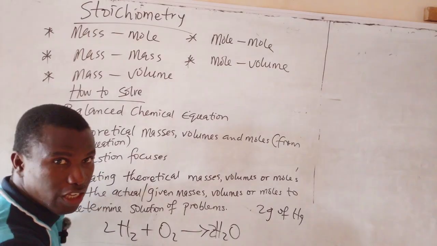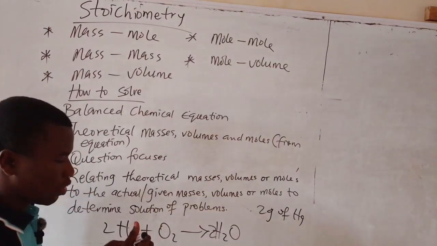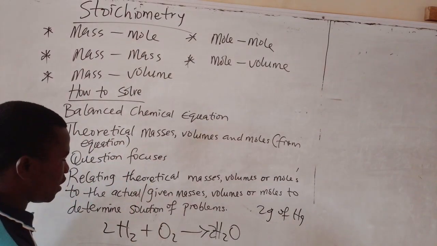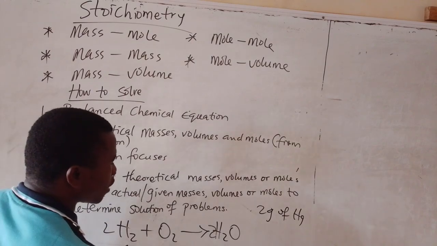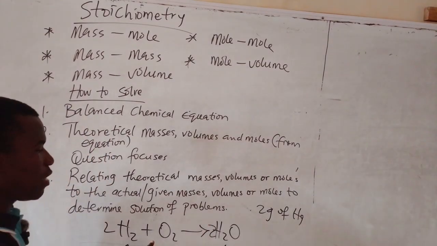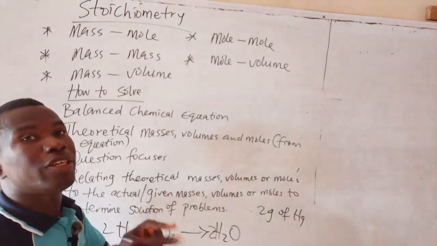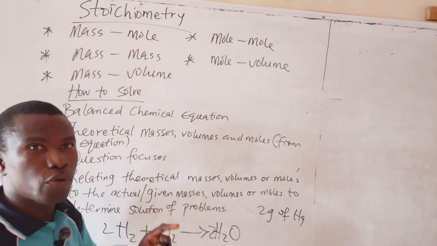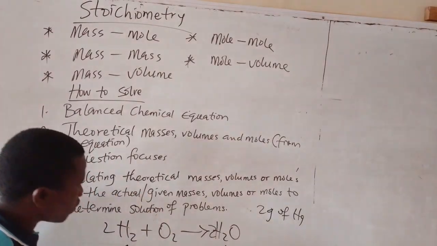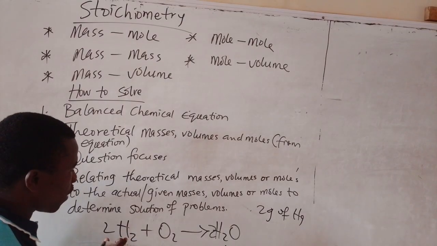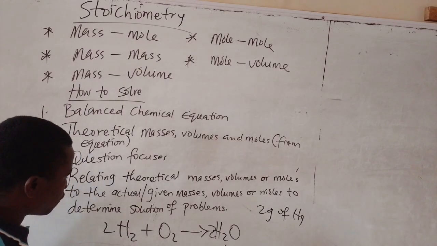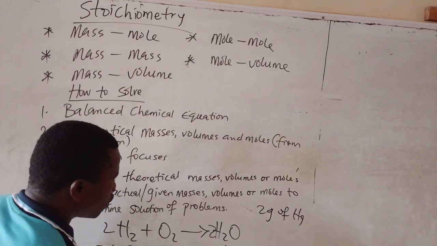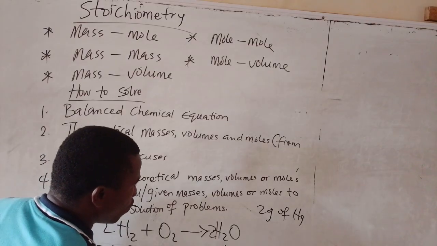Now the equation is balanced. The theoretical mass based on the requirement is hydrogen and water. The question does not demand oxygen. Though the equation has it, the question does not demand it. That's why I say question focus. You have to know what the question focuses on. So according to the equation, we have 2H2 giving 2H2O.